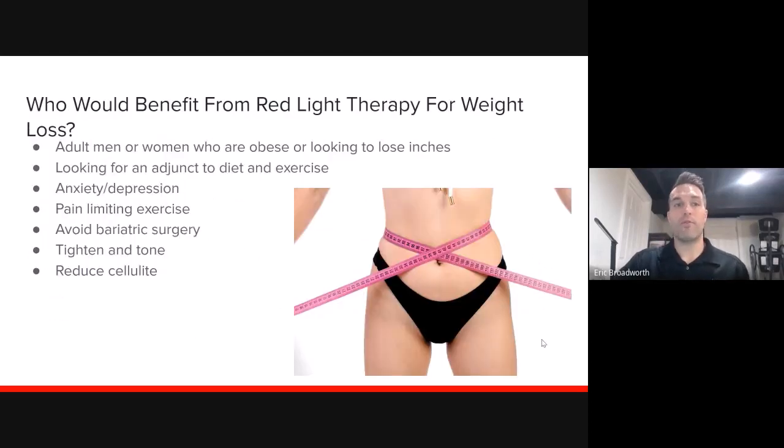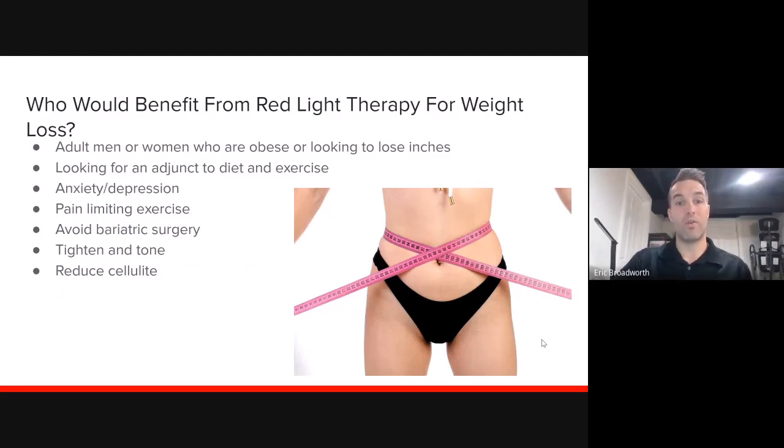So who would benefit from red light therapy for weight loss? Really, I say this is for any adult men or women who are obese or looking to lose inches. This is really good for body contouring. Looking for an adjunct to diet and exercise. These people who maybe live a sedentary lifestyle and are looking for something else to help give them that boost. This can help give them that extra boost that's safe and effective.